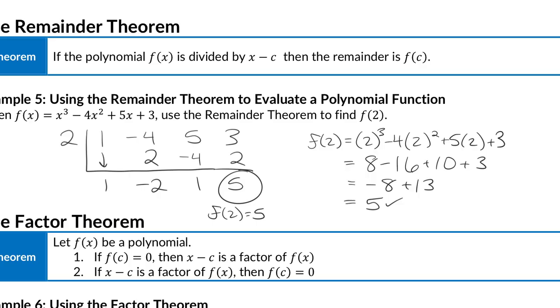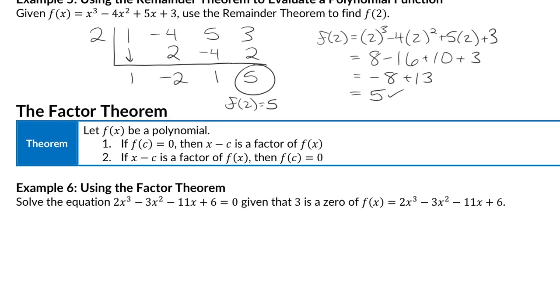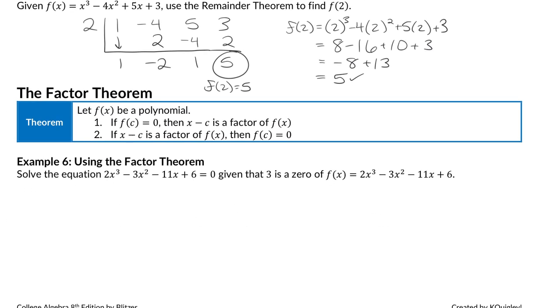So if you're wanting to evaluate a function, you can divide by it and get the remainder. When we start to look at the factor theorem, this is the main reason we study division of polynomials, so that eventually we can factor and solve polynomials for their real zeros.